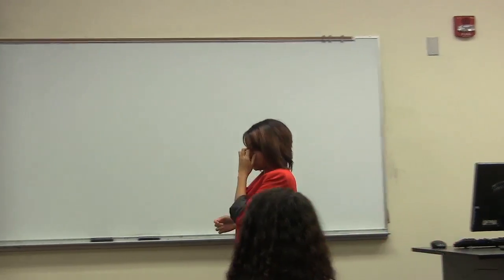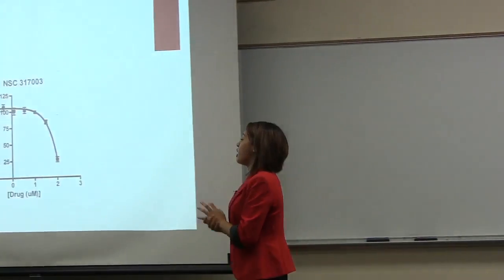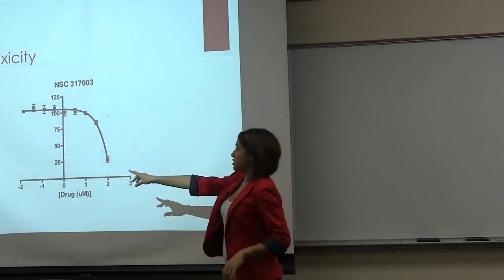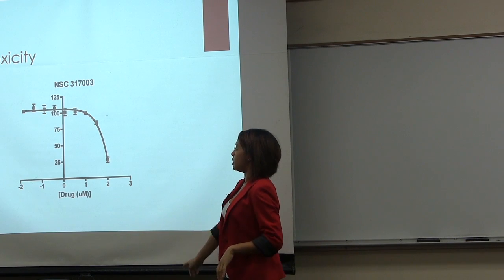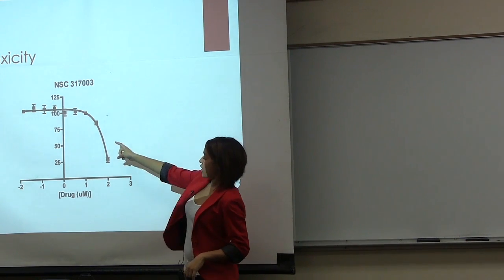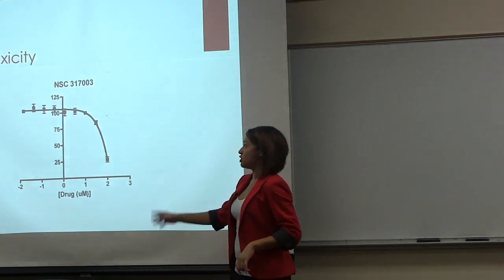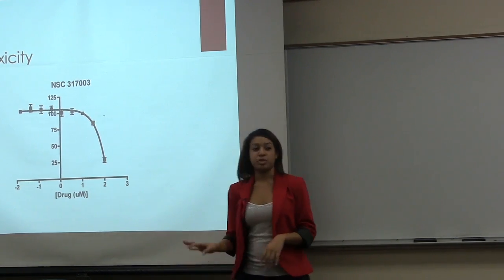And this is an example of another drug that we found, and you can see this is a nonlinear regression curve, and at 50% right here, this is the concentration of drug that actually killed more than 50% of the cells.